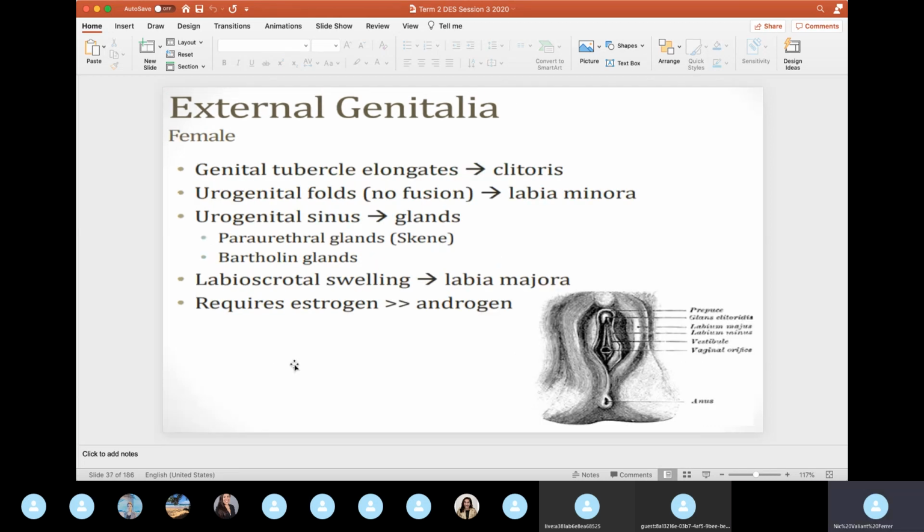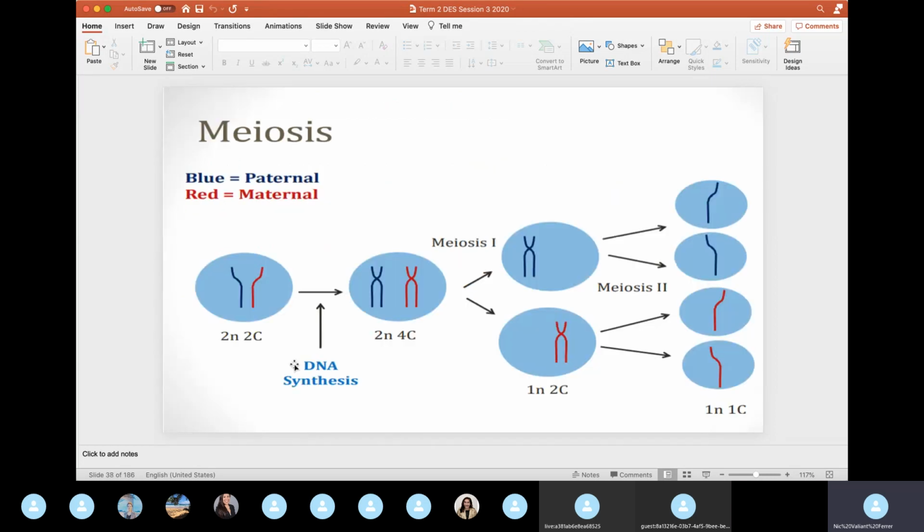How about in female? Another high yield point. Know the embryological origin and know the adult derivatives. The genital tubercle, it becomes the clitoris. Urogenital folds, labia minora. Urogenital sinus, the glands, specifically paraurethral glands, your skin, and Bartholin glands. The labioscrotal swelling, labia majora. Remember, the development of your external genitalia requires estrogen.